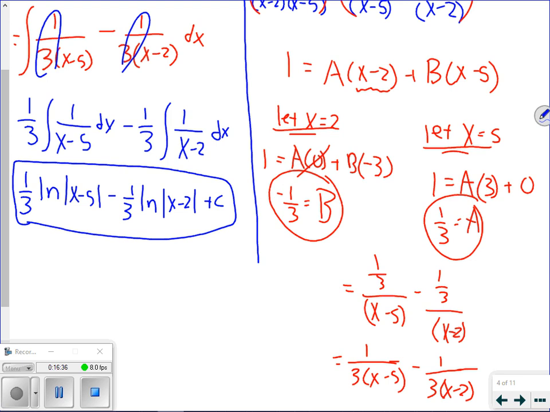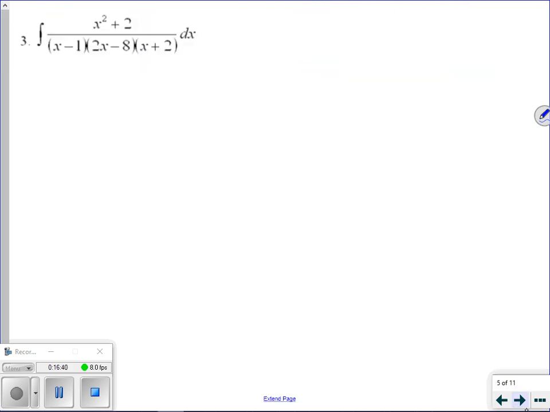All right, I like this next one. Let's try this next one. We've got x squared plus 2 over (x minus 1)(2x minus 8)(x plus 2). Okay. And it seems to be already pretty much in factored form, right? 1, 2, 3. I think that's pretty factored. I guess we can make 2x minus 8 as 2 times (x minus 4) if we really want to. We can do that.